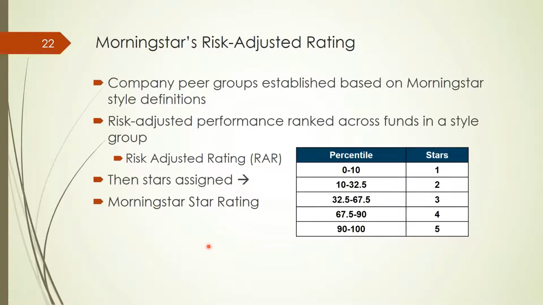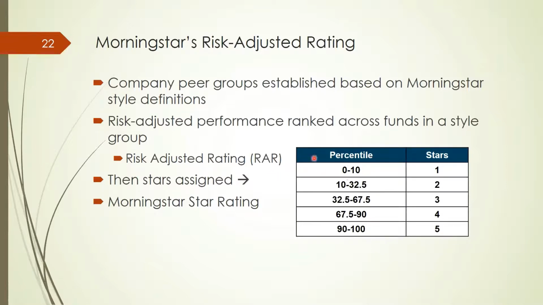A more recent way to incorporate style analysis is Morningstar's risk-adjusted rating. It is widely used in evaluating mutual fund performance in the industry and by investors. Morningstar ranks funds in their peer group based on Morningstar's style definitions. Then Morningstar calculates the risk-adjusted performance ranks across the funds in a given style group, and then they come up with the risk-adjusted ratings, or RAR.